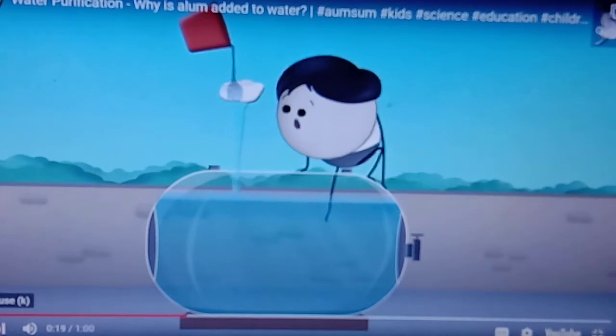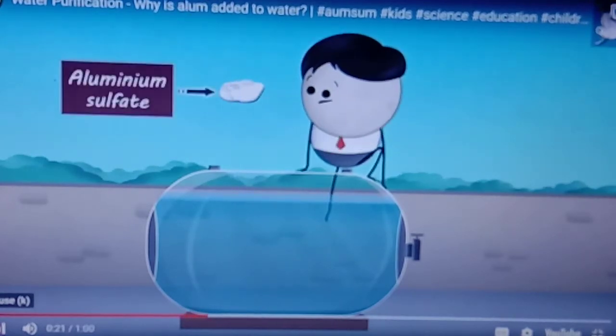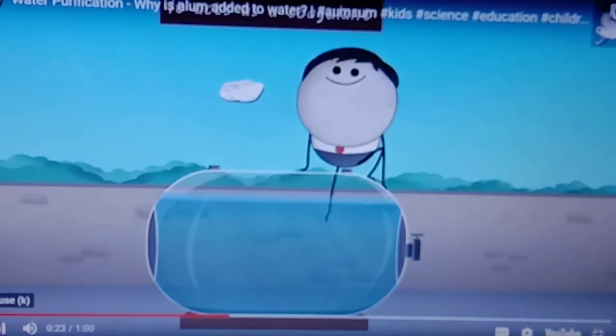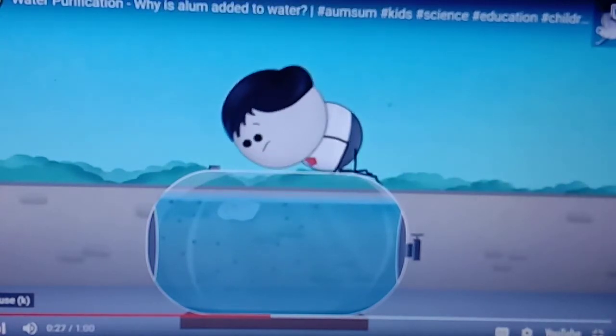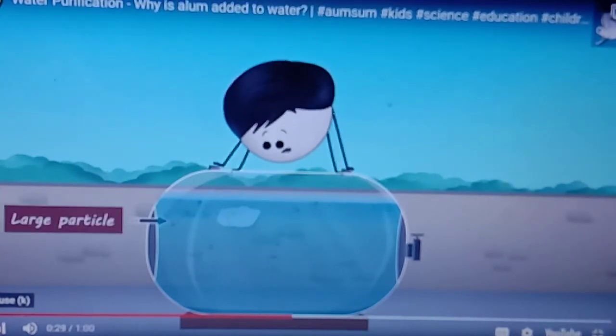Alum is added to purify water. Alum is aluminium sulfate. It acts as a coagulant. A coagulant attracts and binds with extremely fine and small particles to form a large particle.